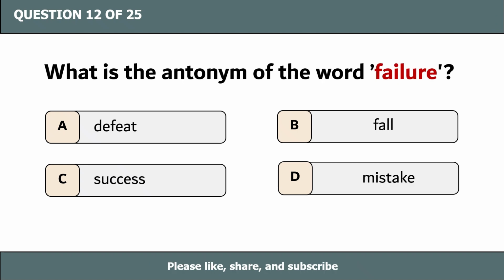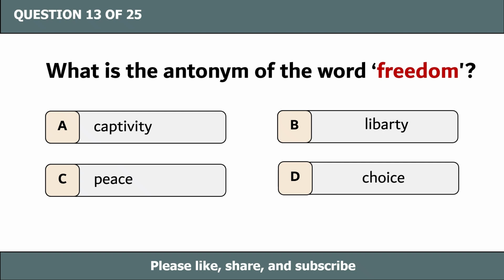Question 12. What is the antonym of the word failure? The correct option is C. Success. Question 13. What is the antonym of the word freedom? The correct option is A. Captivity.